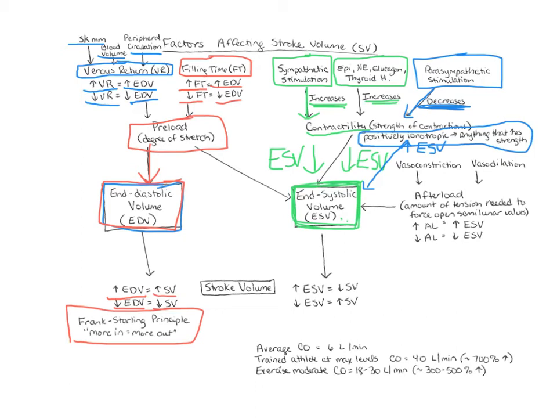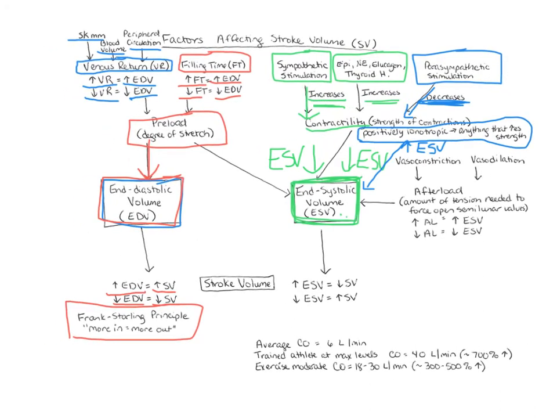Well, let's see. What's another thing that is affecting our end systolic volume? We have this thing here that is called afterload. Afterload is the amount of tension that's needed to force open the semilunar valves. The amount of tension that's needed to force open the semilunar valves.